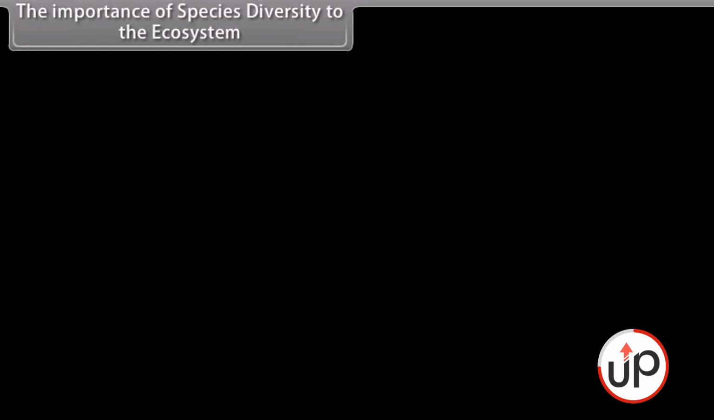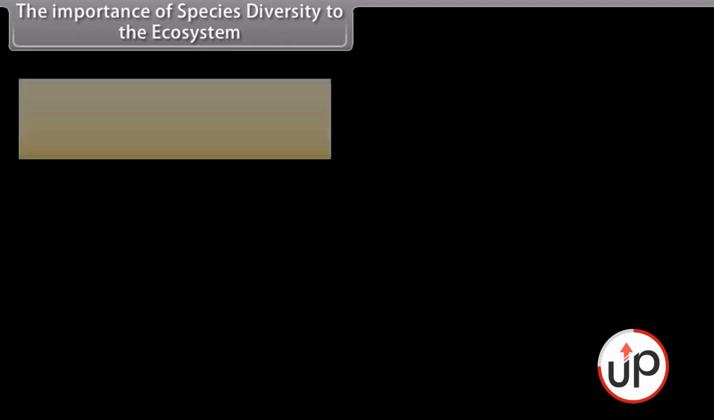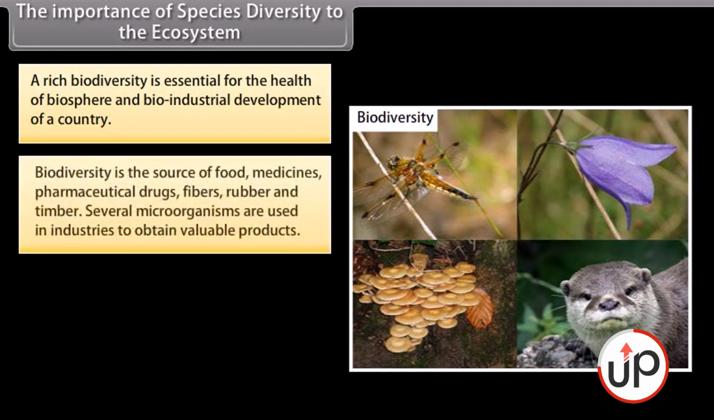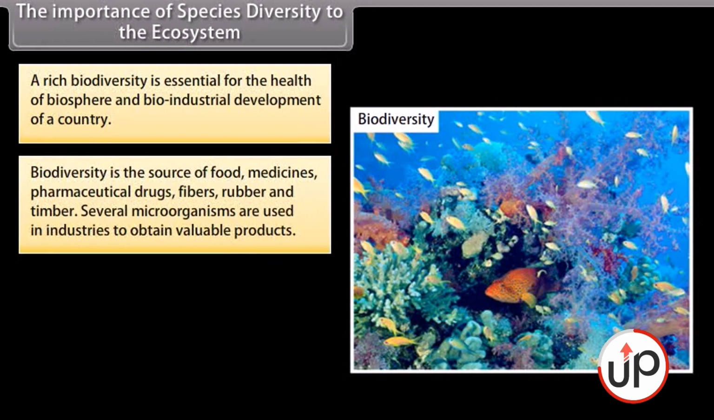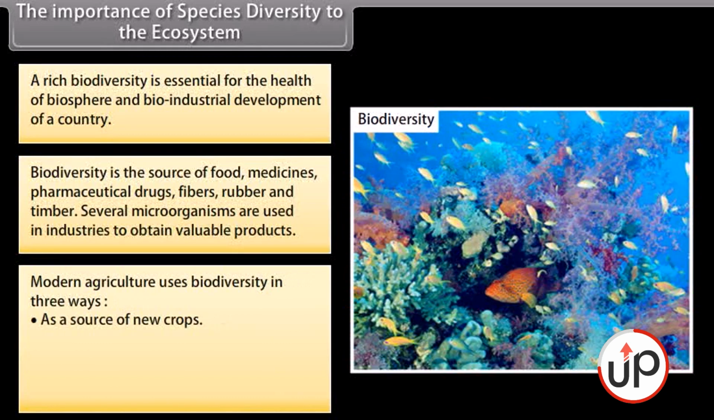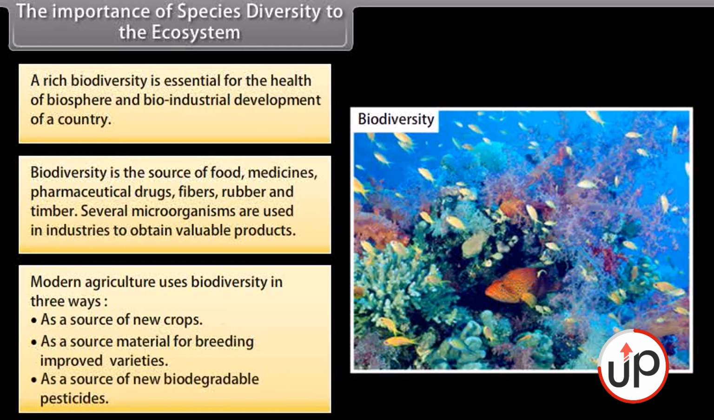The importance of species diversity to the ecosystem. A rich biodiversity is essential for the health of biosphere and bioindustrial development of a country. Biodiversity is the source of food, medicines, pharmaceutical drugs, fibers, rubber, and timber. Several microorganisms are used in industries to obtain valuable products. Modern agriculture uses biodiversity in three ways: as a source of new crops, as a source material for breeding improved varieties, and as a source of new biodegradable pesticides.